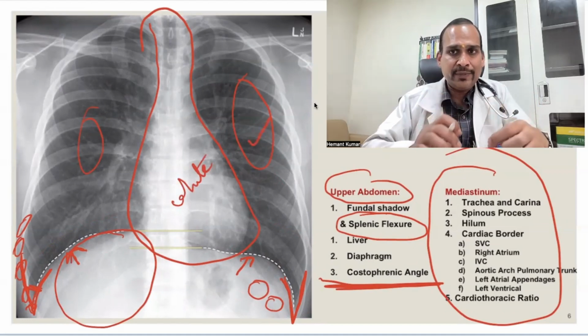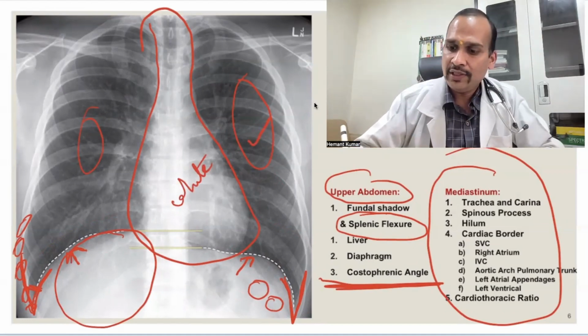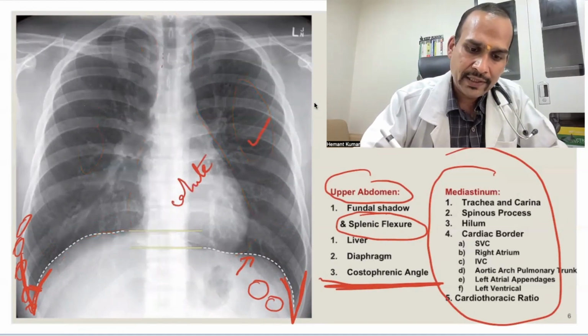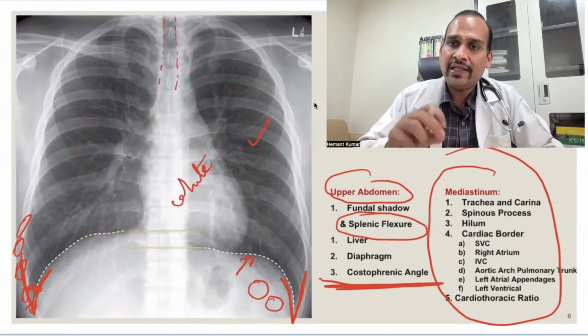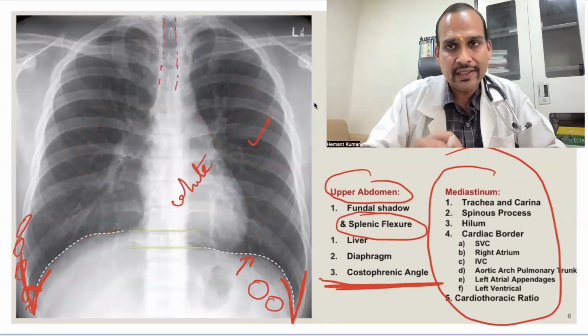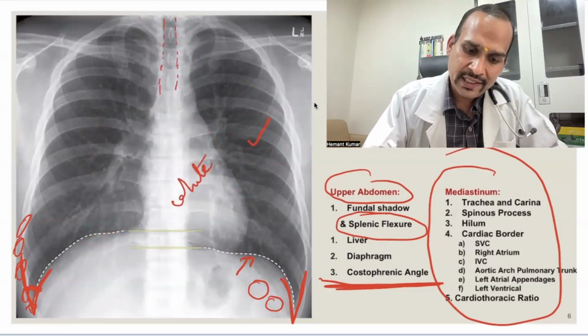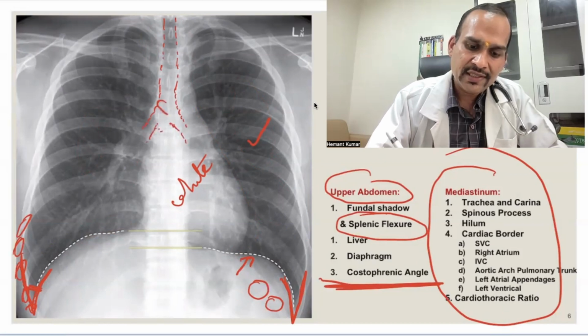So what things are there in the mediastinum? We will see from upward to downward. If you look upward, can you see this black tube? This is the trachea, because there is air in the trachea, and whenever there is air, it looks black in a chest X-ray. If you trace the trachea carefully, at the level of T3, T4, it will divide. Can you see this division? This is the carina.